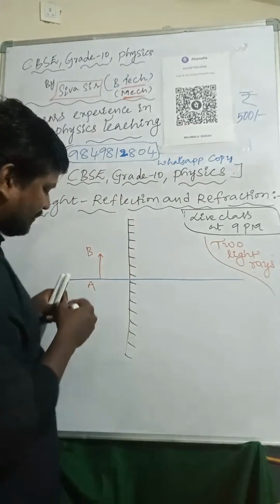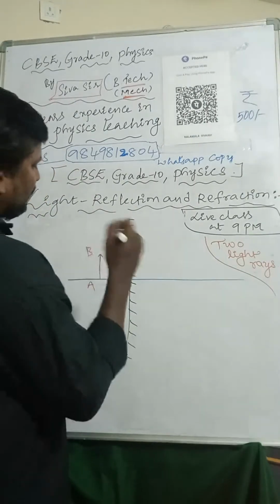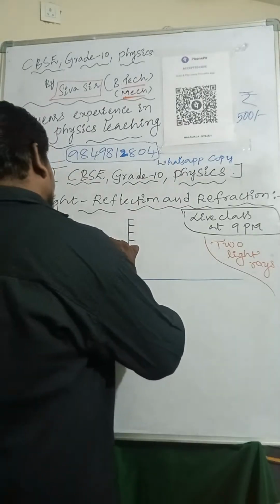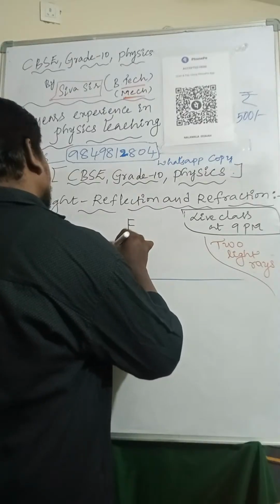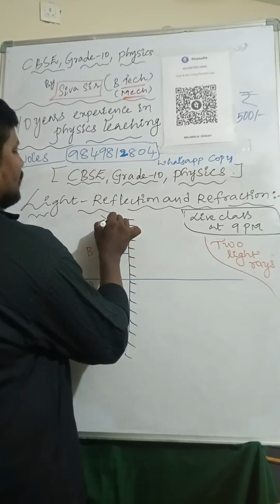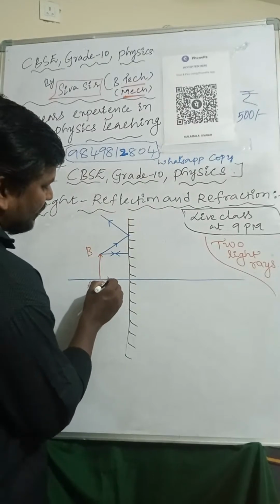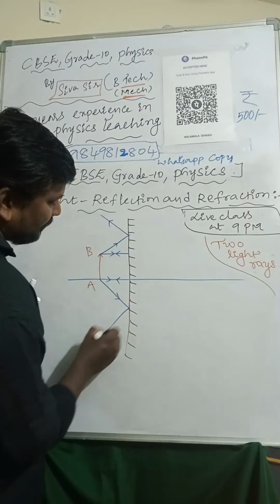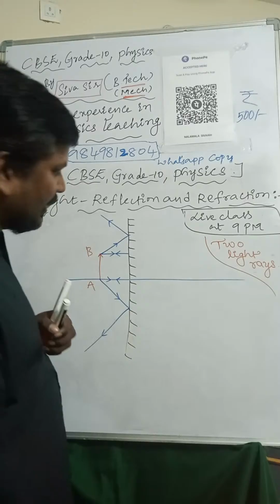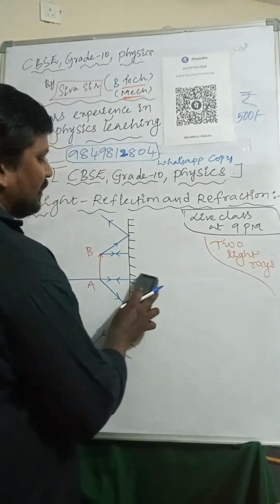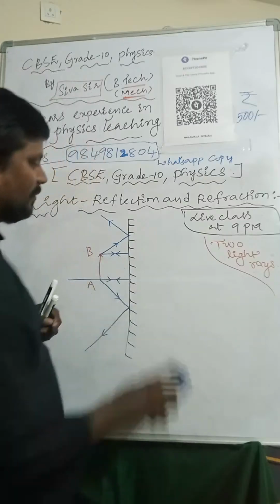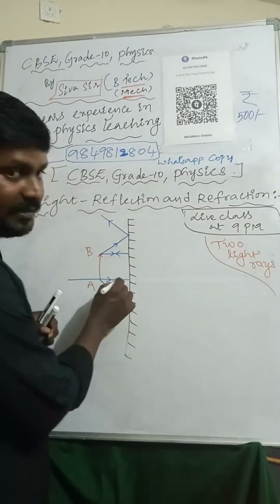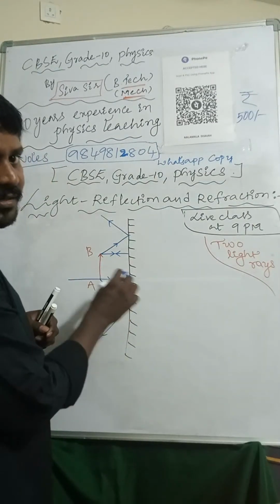So I am considering like this. One light ray I am taking like this, so it will be reflected back. Another light ray I am taking like this, so it will be reflected back like this. Okay, actually the type of image that will form here is a virtual image. This principal axis I am drawing here. Here this is also a reflected light ray only.